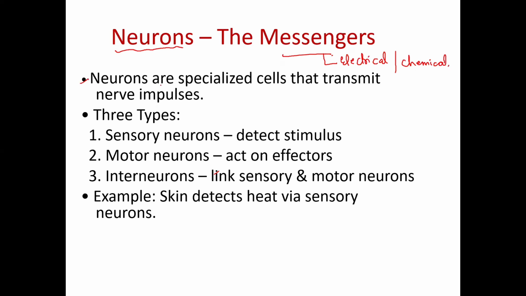So basically, neurons are specialized cells that transmit nerve impulses. They have three types: sensory neuron, motor neuron, interneuron, or we can say relay neuron. Sensory neuron detects stimulus, any kind of external change. Motor neuron acts as an effector. Interneuron links sensory and motor neuron. So let's do some examples. Skin detects heat via sensory neuron.